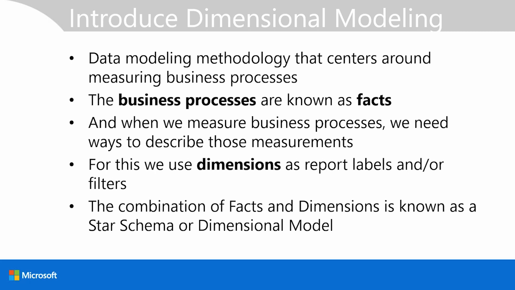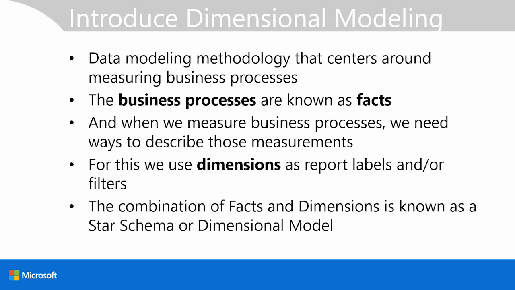So the business processes are known as facts. If you recall back in lesson number 2, when we went in and rearranged our queries in the Power Query Editor, we set up a group for facts. And that is where we're going to store the tables that contain the measurements of our business processes. So the things that we're trying to sum, average, min, max, or count, or basically do aggregations on.